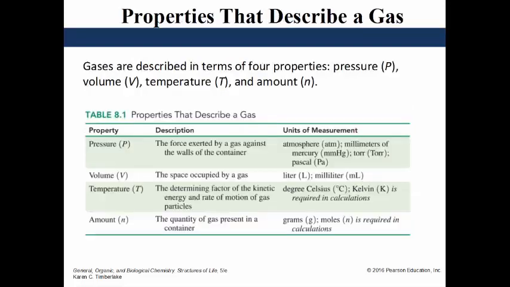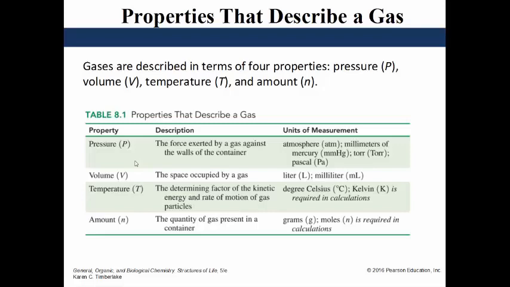Our gases are described in terms of 4 basic properties: pressure, volume, temperature, and amount. You'll see how they're represented here. Pressure, capital P; volume, capital V; temperature, capital T; and amount, lowercase n. Now here are those properties and their definitions, and what units are used to represent their measurements. For pressure, that's the force that is exerted by the gas against the walls of its container.